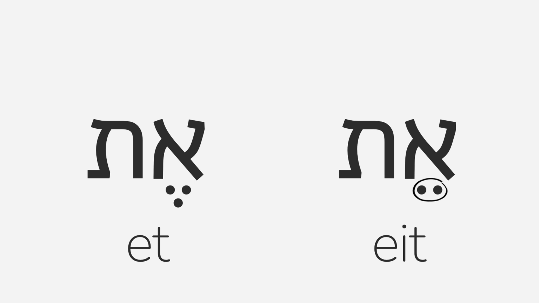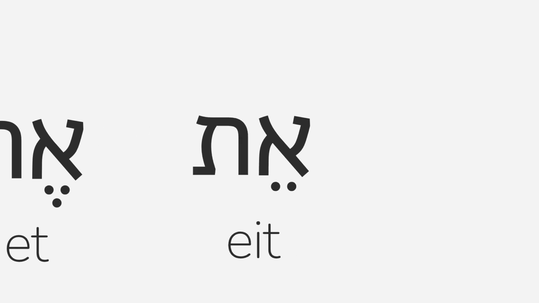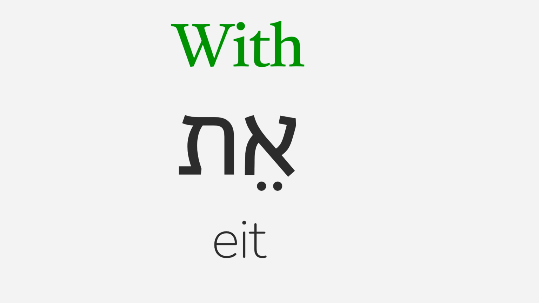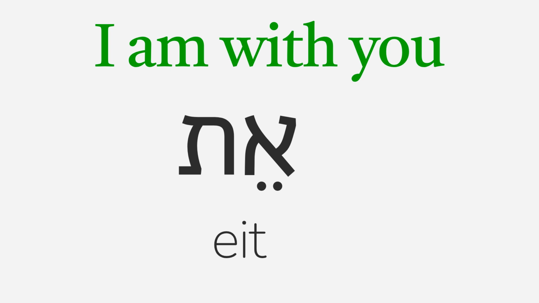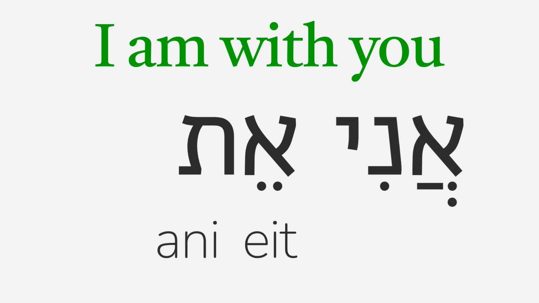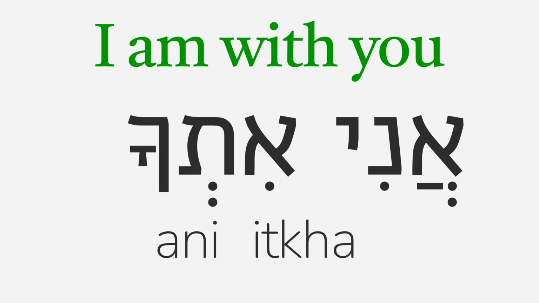A very similar preposition to et is eit, which is just spelled with a tsere instead of a segol. Eit means with, and in modern Hebrew is usually used with suffixes. That means we'll want to use it to say, I am with you. I is ani, and with you will be eit with a suffix. Like et, eit changes its vowel when suffixes are added to an i vowel, it. Onto it, we can add a cha suffix to get itcha, with you, masculine singular. Ani itcha, I am with you, masculine singular.